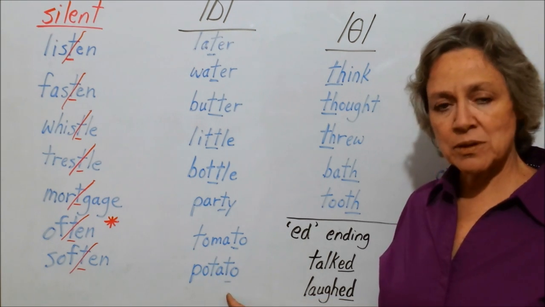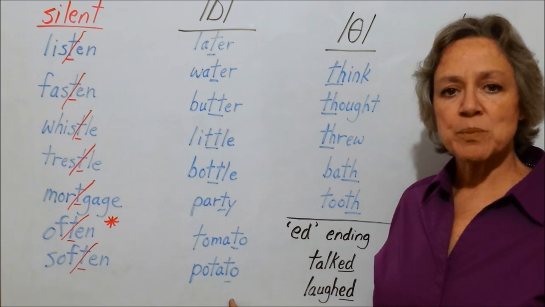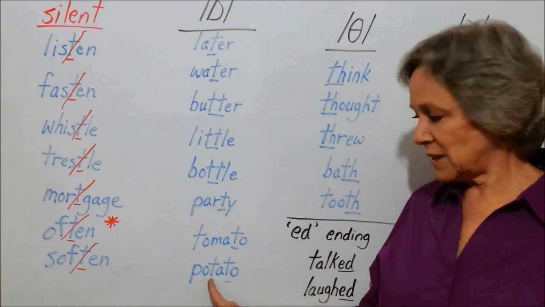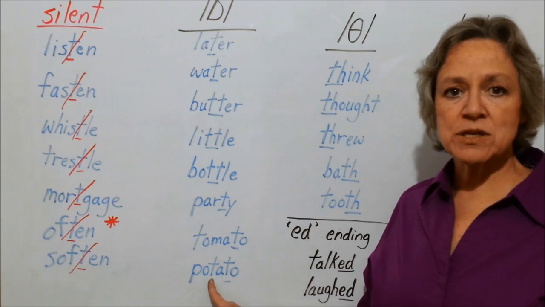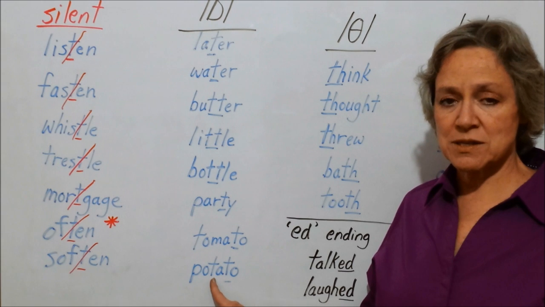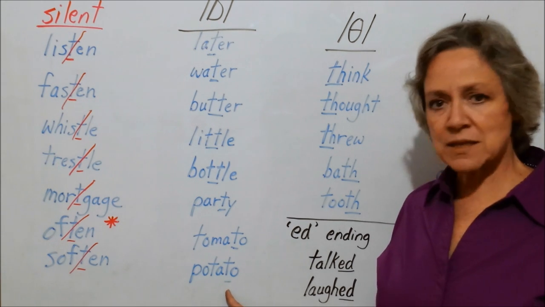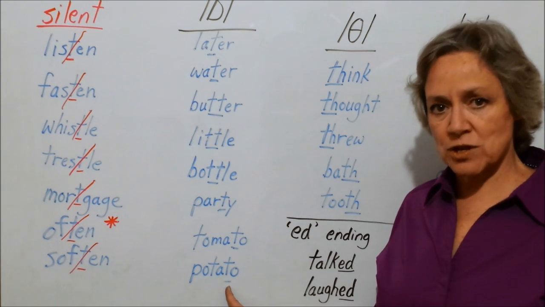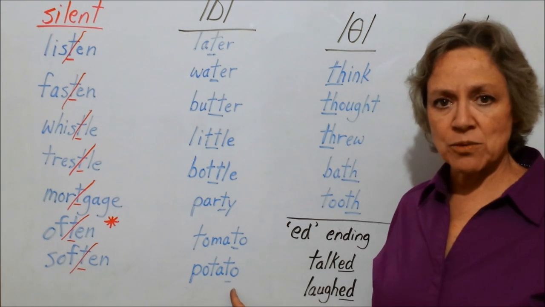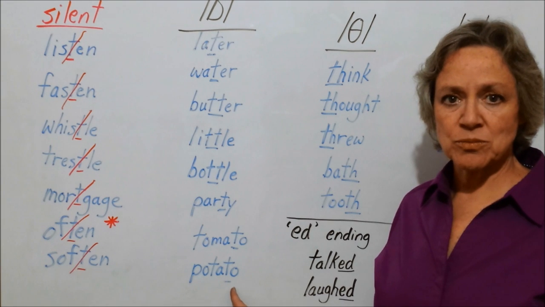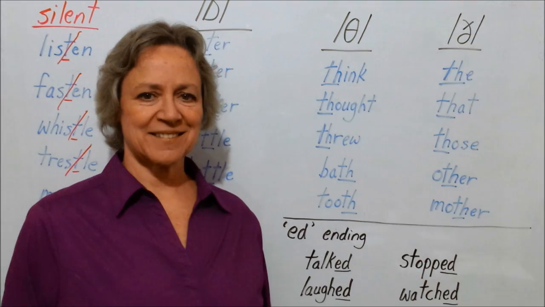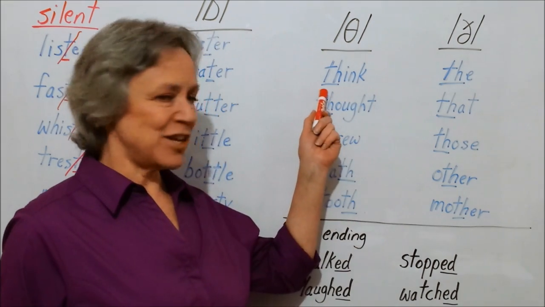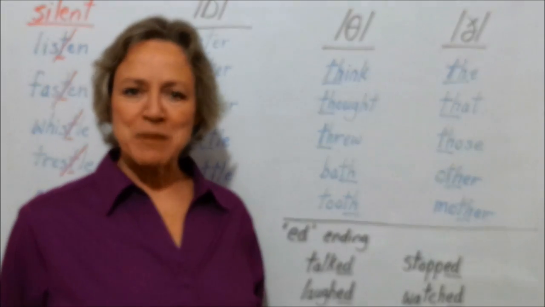Here's another example. We pronounce this one as potato, potato. So this letter T is pronounced T because it's the stressed syllable. And this letter T is pronounced D as a flap in the unstressed syllable. Potato, potato. Okay?